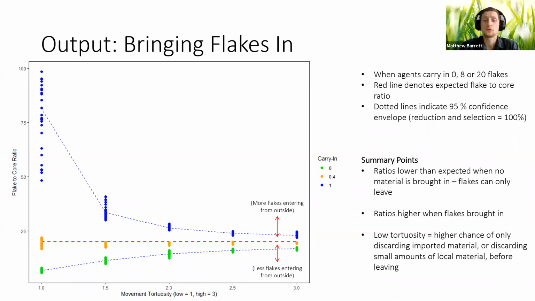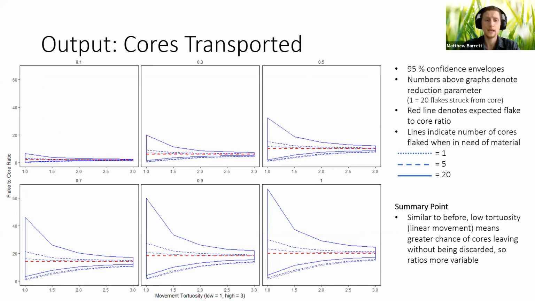moving that flake core ratio closer to the expected value. So here we've observed the combined effect of differing movement and flake transport processes on flake core ratios. But what about if cores are transported? So here cores are moved and discarded each step rather than flakes.